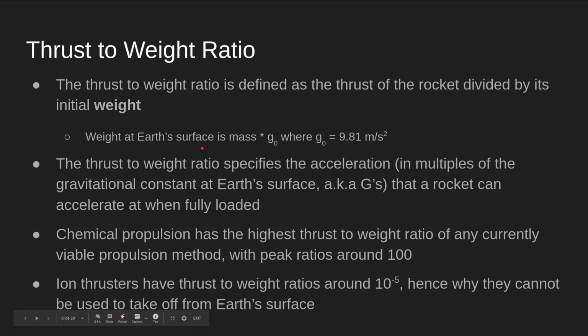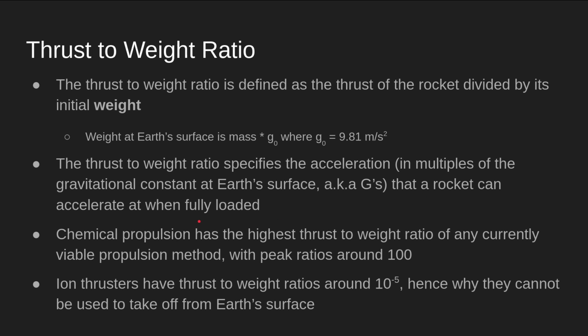And then one last quantity we'll talk about is the thrust to weight ratio. It's defined as the thrust of the rocket divided by its initial weight. Important: not mass, it's weight, where at Earth's surface, weight is defined as mass times g naught, where g naught is 9.81 meters per second squared. So the thrust to weight ratio specifies the acceleration, in multiples of the gravitational constant at Earth's surface, aka g's, that a rocket can accelerate at when fully loaded. You might have heard of g-force, which is a similar concept.